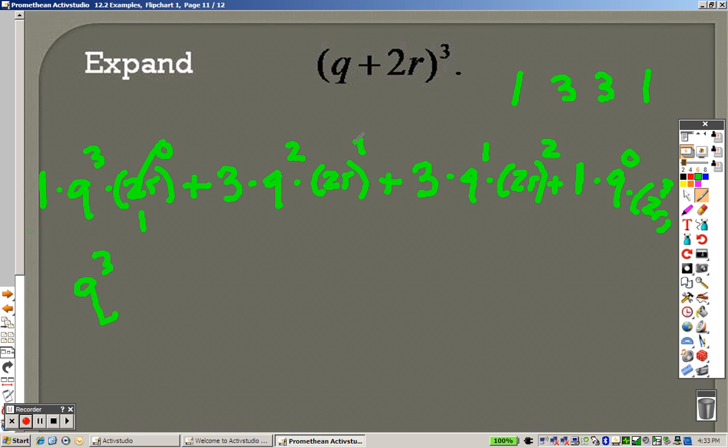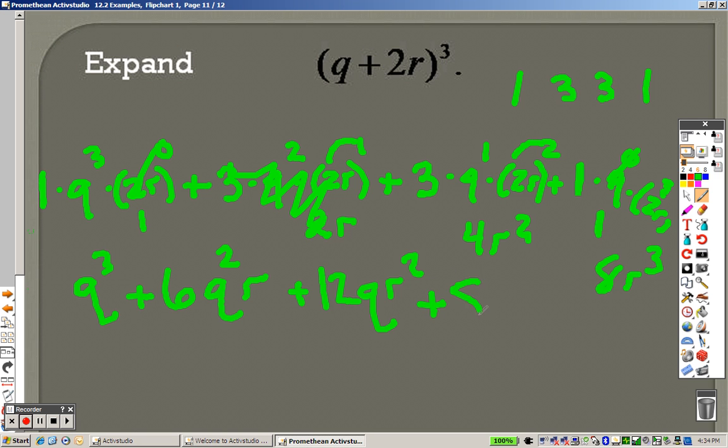This is like saying 2 and r, so 2 times 3 is 6. We have a q squared and an r. Taking this through, I get a 4 and an r squared, so 3 times 4 is 12. I just have a q and an r squared there. And q to the 0 is like saying 1. 2 cubed is 8, and r cubed is r cubed, so this becomes plus 8r cubed, and there is that one. That was your answer.